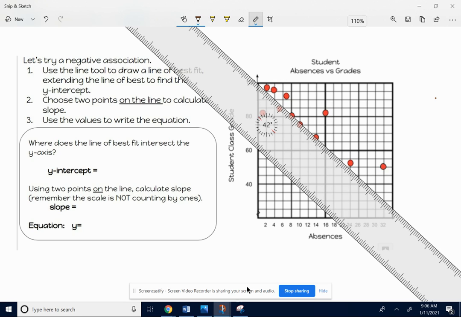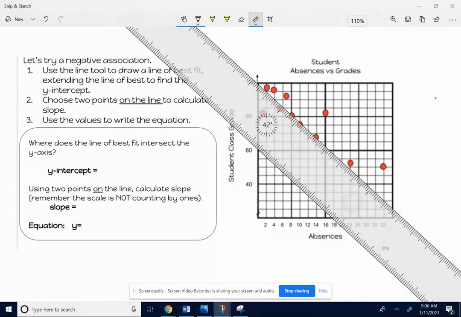Okay, let's look at the next problem, student absences versus grades. And maybe you could try this on your own before seeing what I come up with. Because if we did this in class, I would probably have you do this and then check it. We're looking at student absences versus grades.